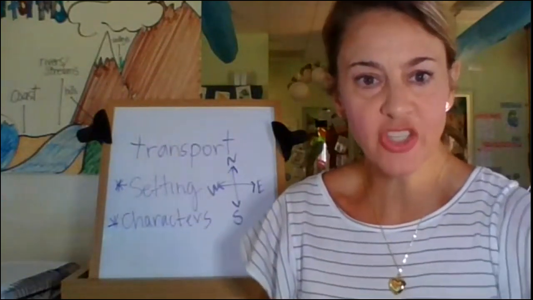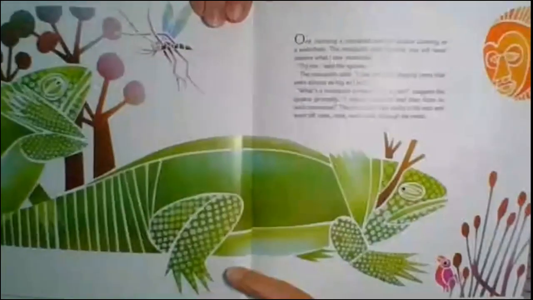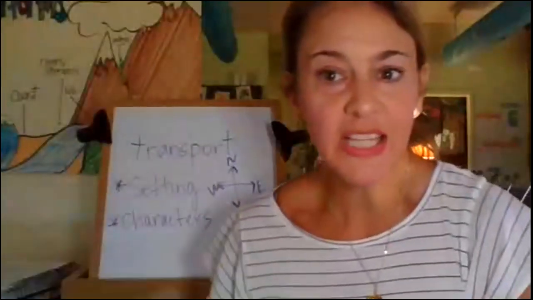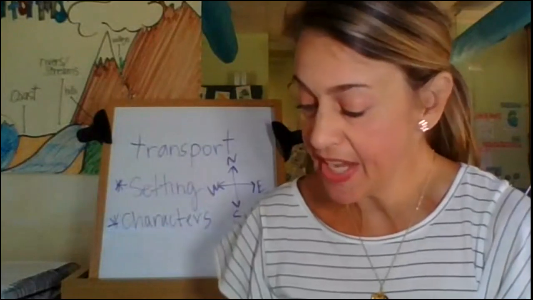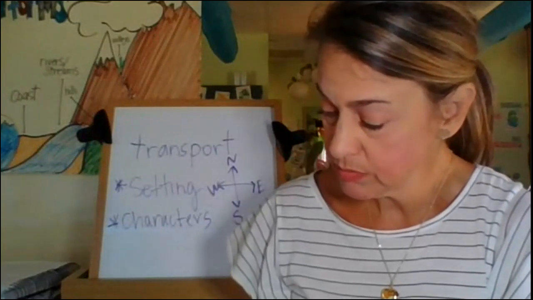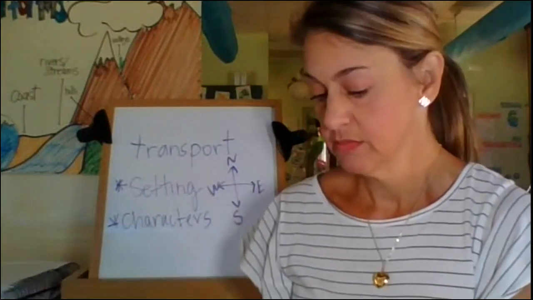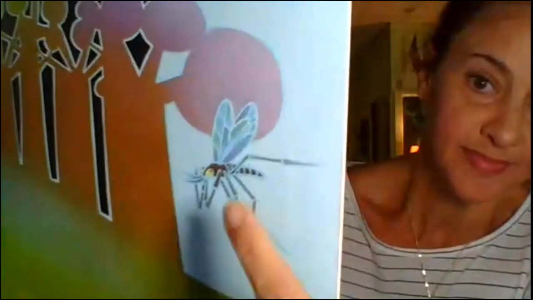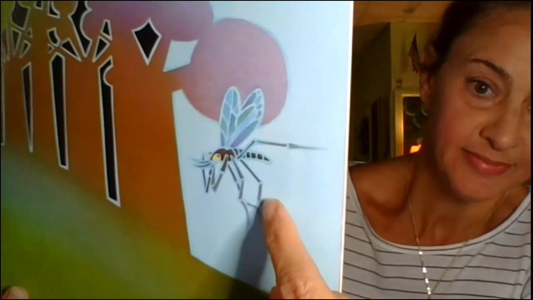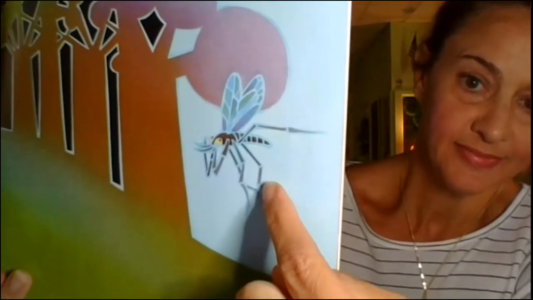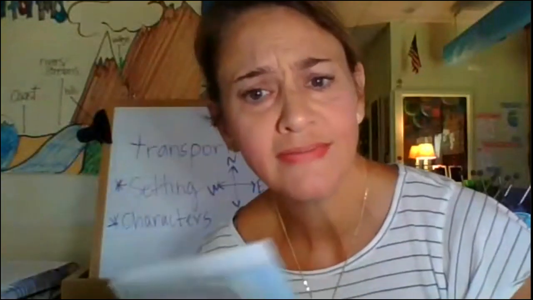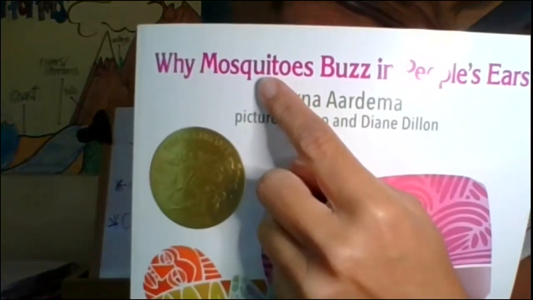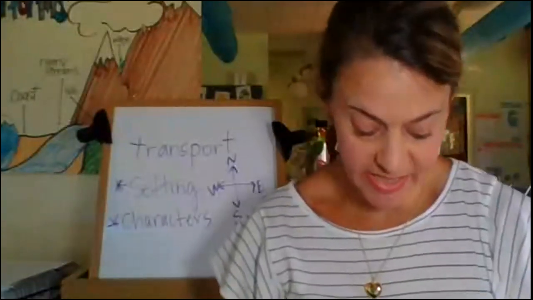I just lost my page, hold on. Who is that? Lizard. There's a name for that lizard, say iguana. Who else? That's not a bug. I think he was the main character. Yeah. Main character. Mosquito. That's right, a mosquito.